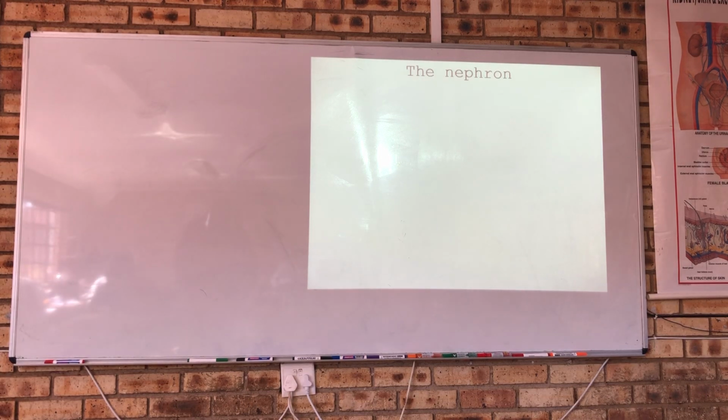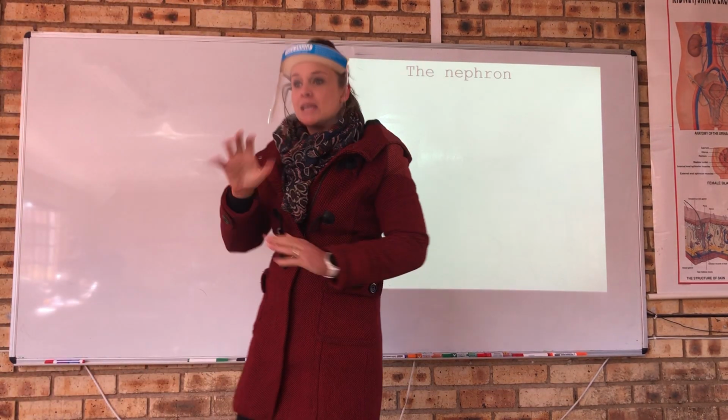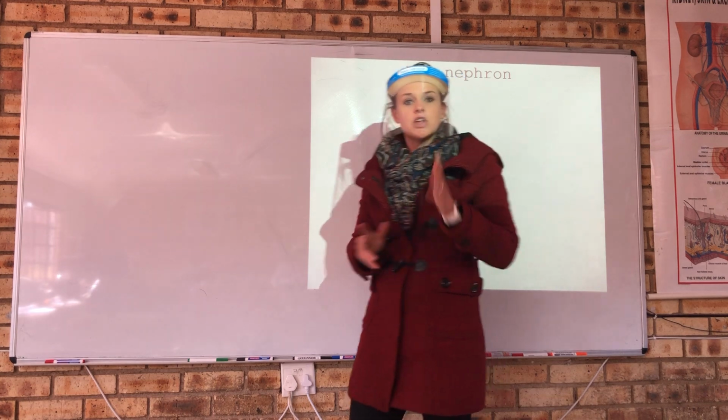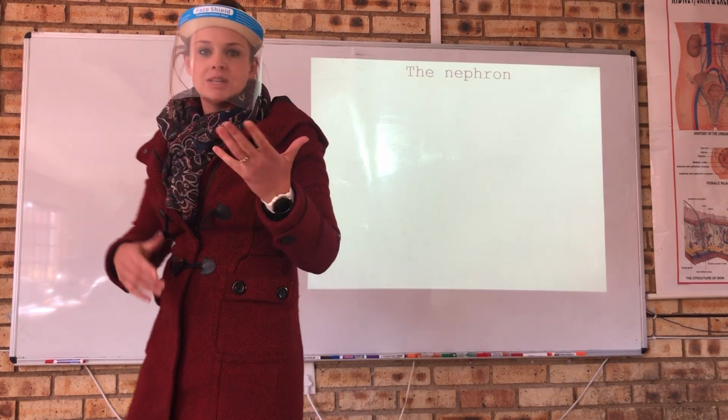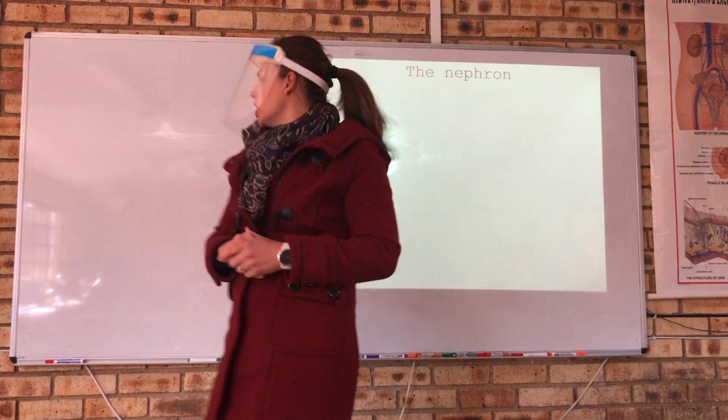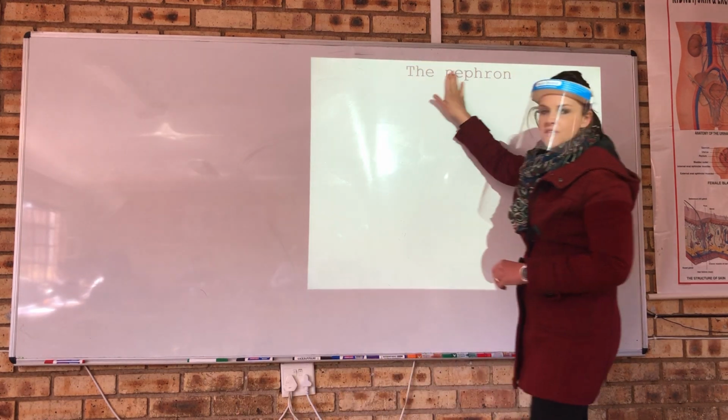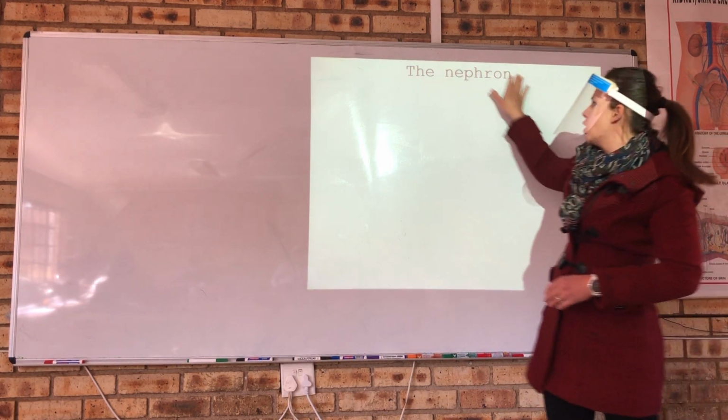Okay, so yesterday, guys, we did the kidney. So we did the structure of the kidney. For those of you that are at home, you need to learn the structure of the kidney. We did a diagram together that you need to go through on your own. Today, I'm starting with the functional unit of the kidney, which is called the nephron.